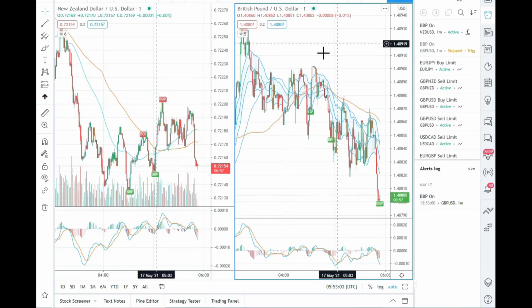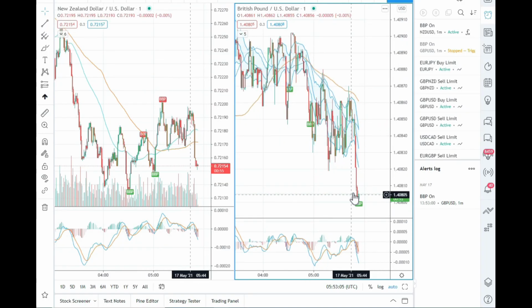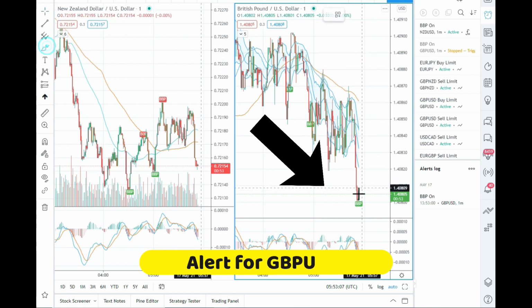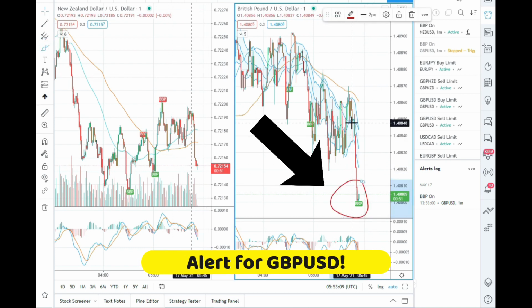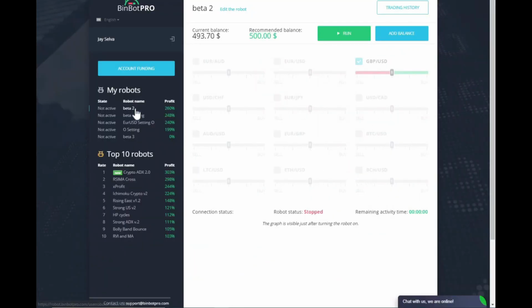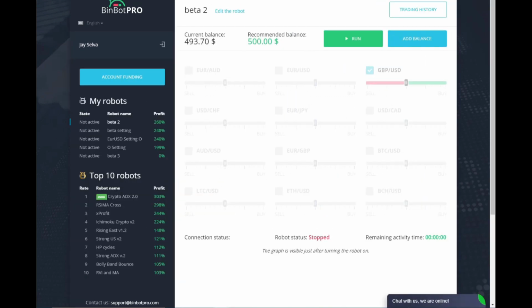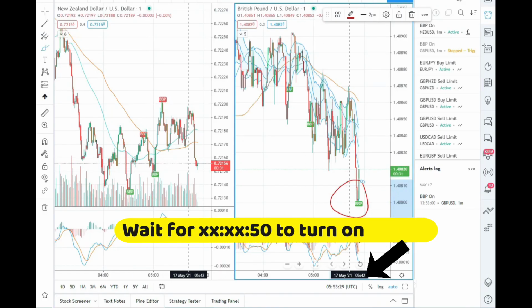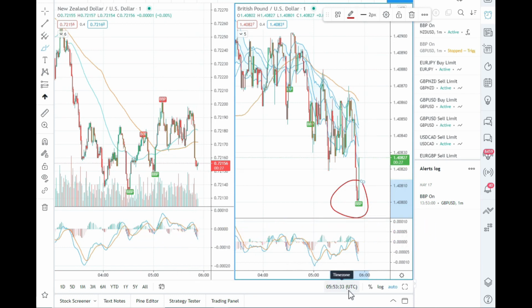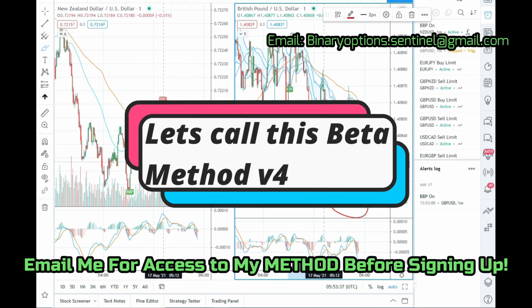Alright, we have an alert for GBP USD. When I should turn on the robot, I'm going to stand by beta 2 settings and set it to GBP USD. It's already on GBP USD. The way I'm going to execute this is I'll wait for the 50th second, similar to how I execute the beta method v3. In this video I shall call this execution method beta method v4.